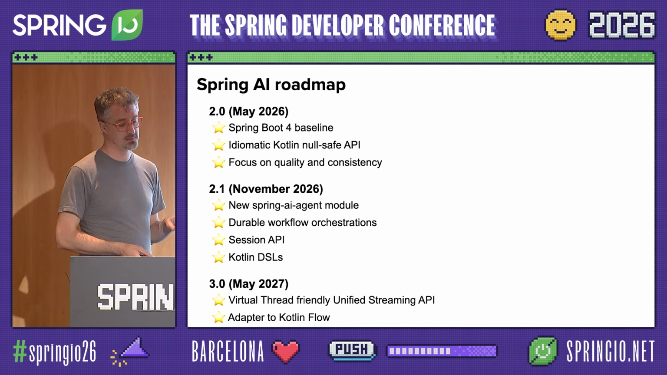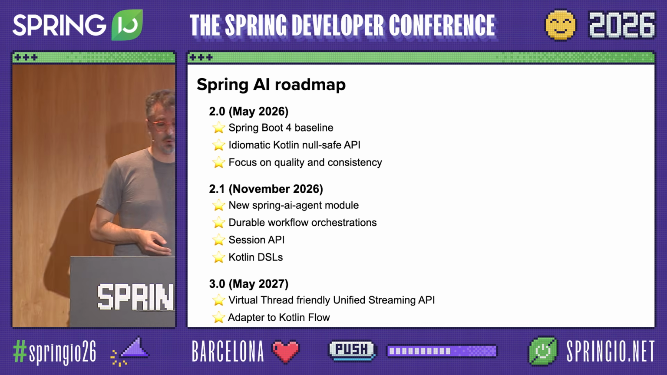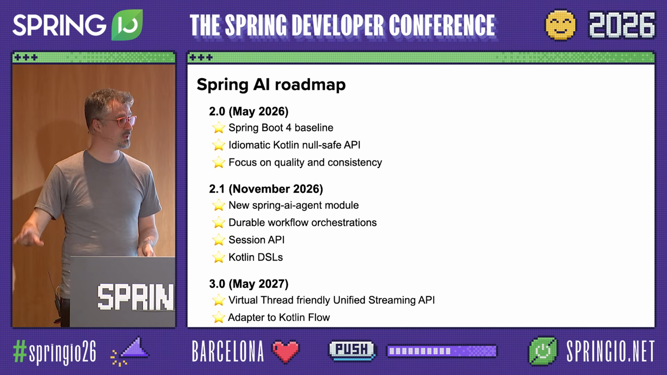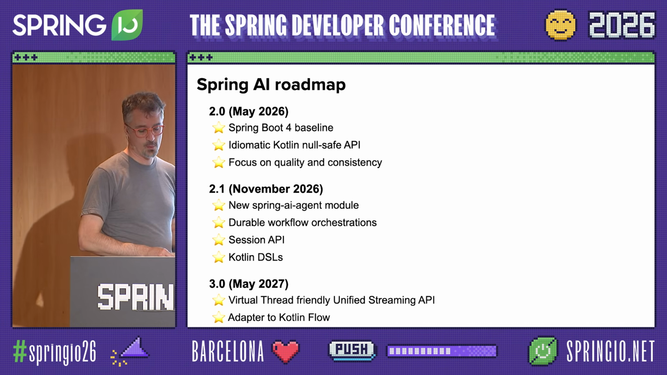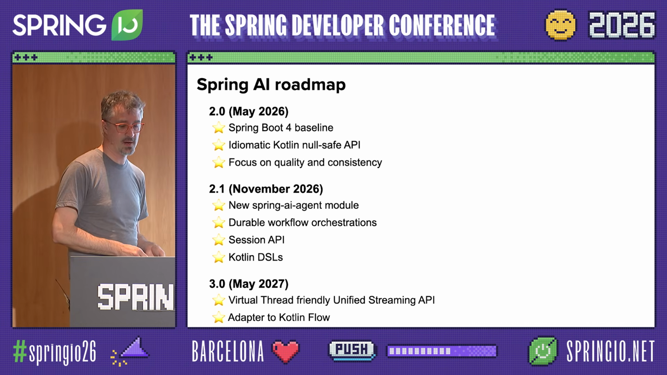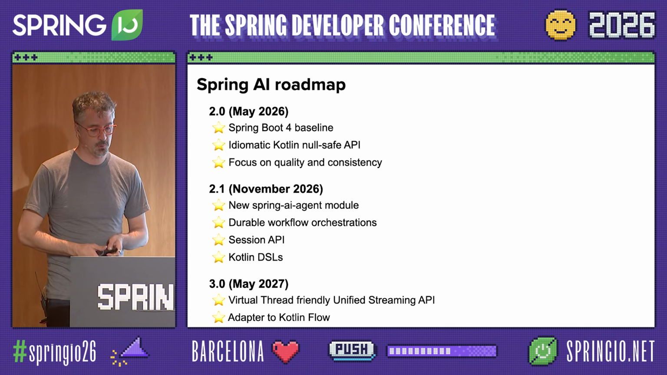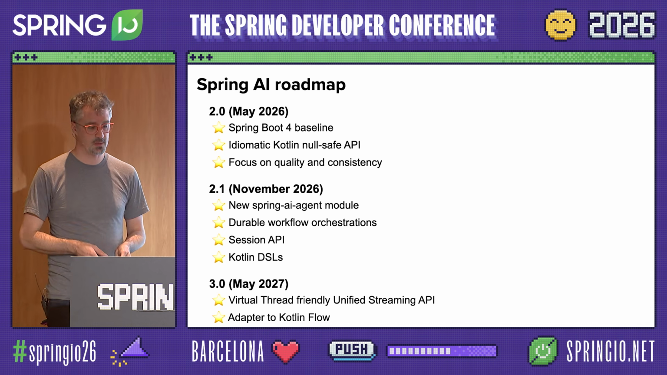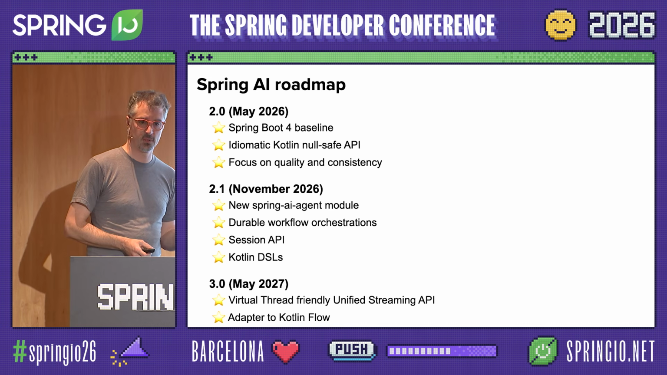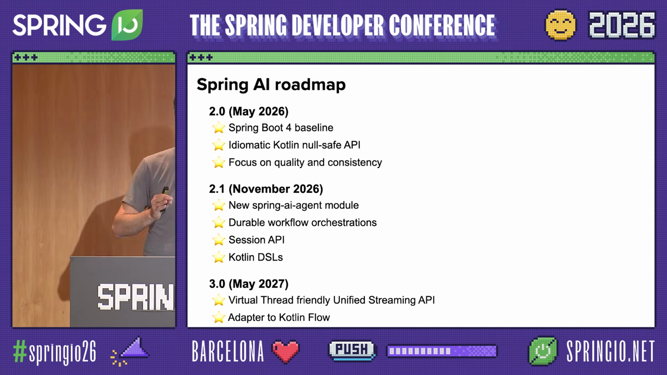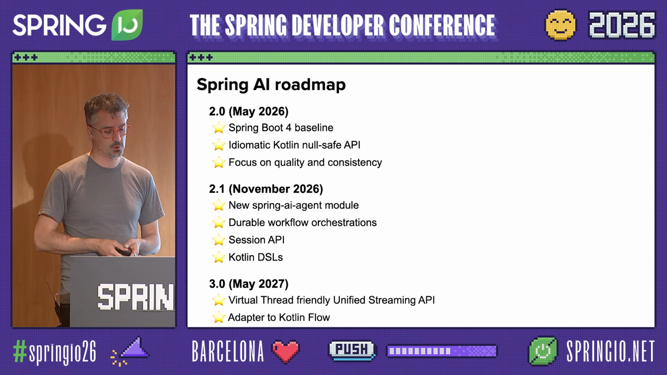In November 2026, you may have seen Christian Tzolov's keynote about that, we are going to introduce an agentic foundation in Spring AI. It's not specific to Kotlin, but still interesting to Kotlin people, with a new Spring AI agent module that will provide abstractions for agents, goals, workflows, durable workflow support, and a session API for the persistence part, and we will likely introduce some Kotlin DSL. If you have needs, feel free to give me feedback on which parts you would expect a Kotlin DSL, and we will consider that potentially for 2.1.